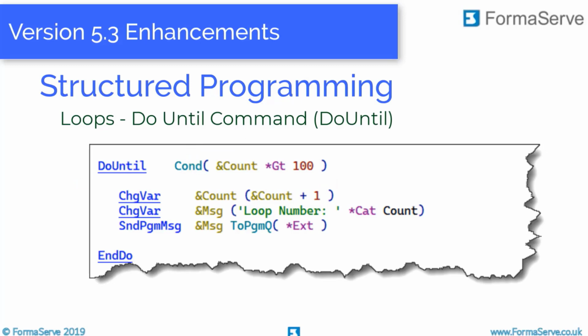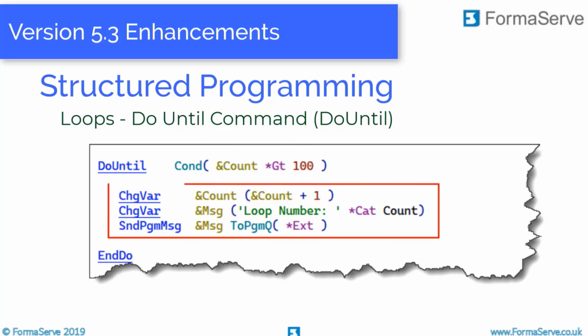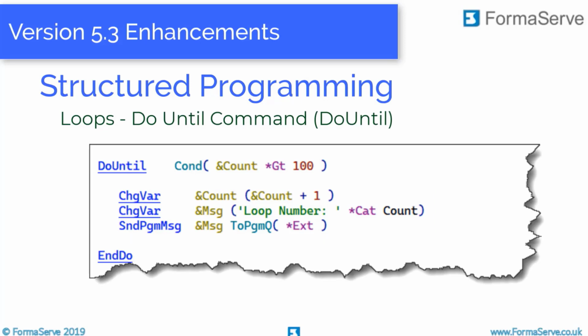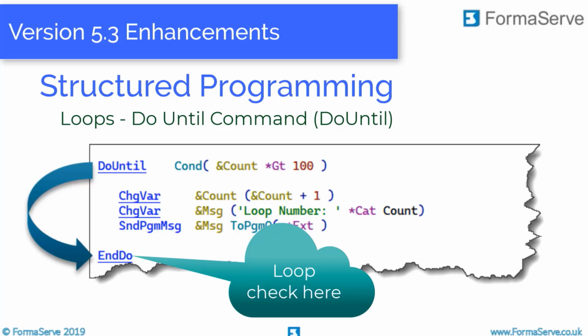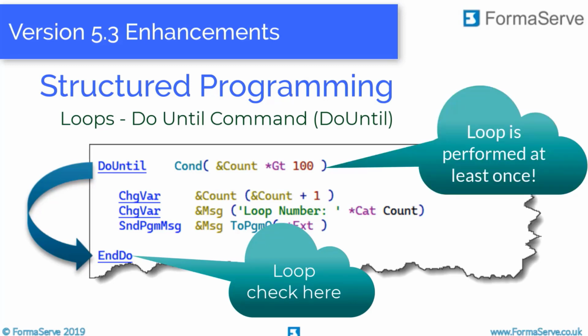Let me explain the example we can see on this page. On the first line of the loop, we are saying that as long as the variable count is greater than 100, do the coding in the red block. Once it has processed that block, on the end do line, it will check if the variable count is greater than 100. The do until command always checks the looping condition at the end stage. Therefore, the do until command is always executed at least once.